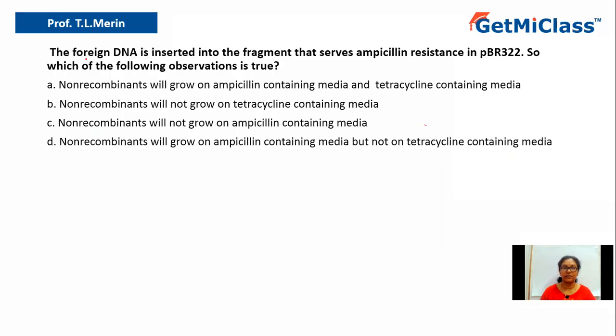So let us try to understand the question. The question says the foreign DNA is inserted into the fragment that serves as ampicillin resistance in PBR 322. So which of the following observations is true? First of all, what is PBR 322? PBR 322 is a type of plasmid, usually used as a vector to transfer foreign DNA. It is naturally present within certain strains of bacteria.